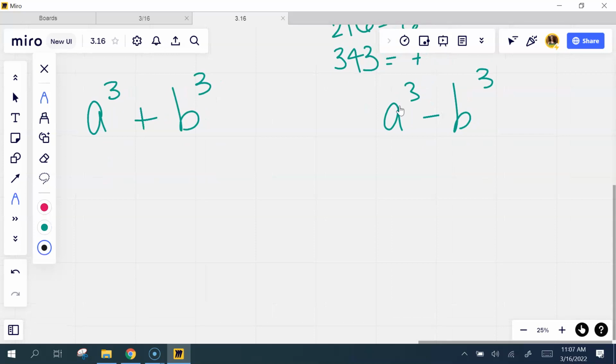This is a straight up memorization. Like, you just have to memorize it. There's no easy way to do it. So here's how I do it. I set up a little parenthesis and a big parenthesis.